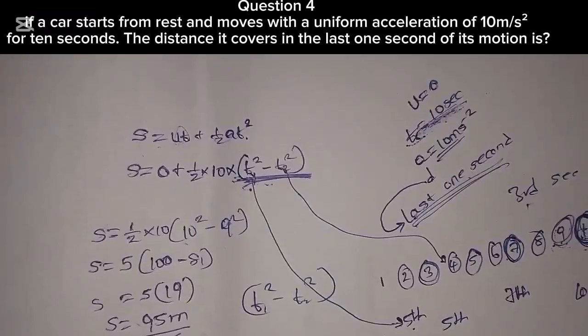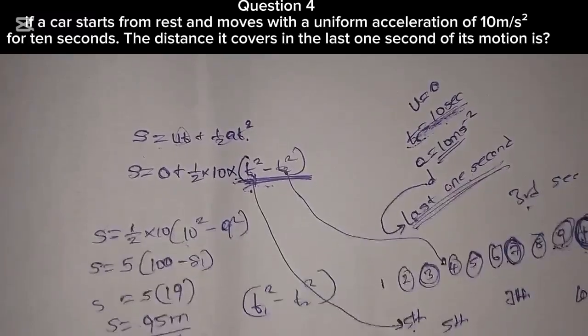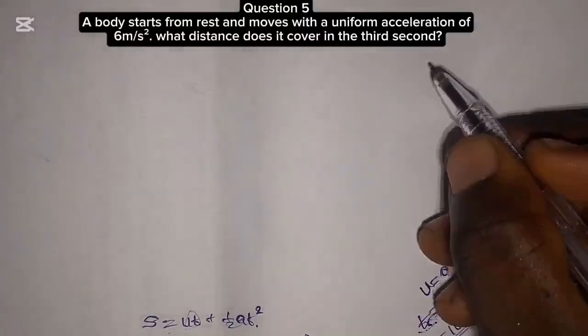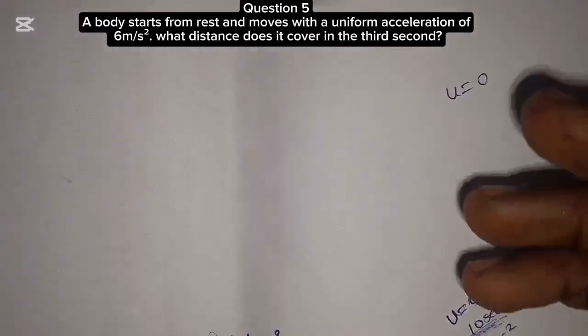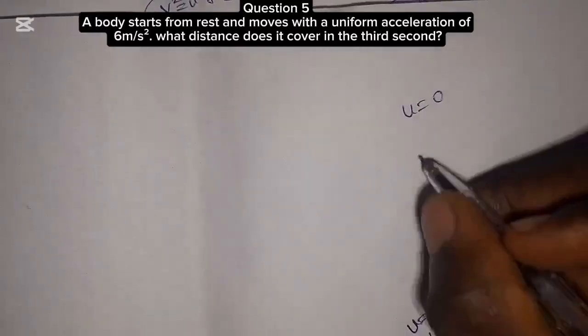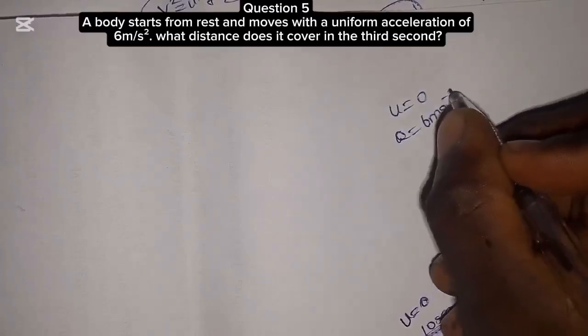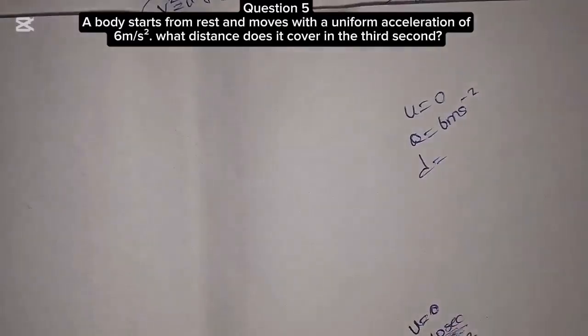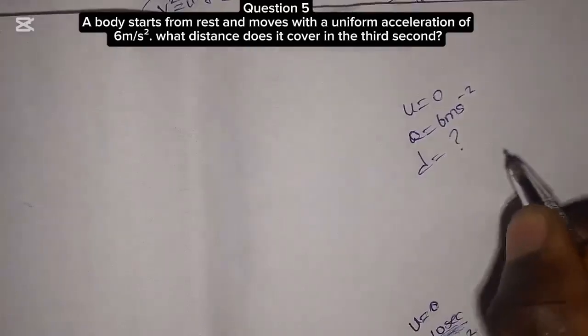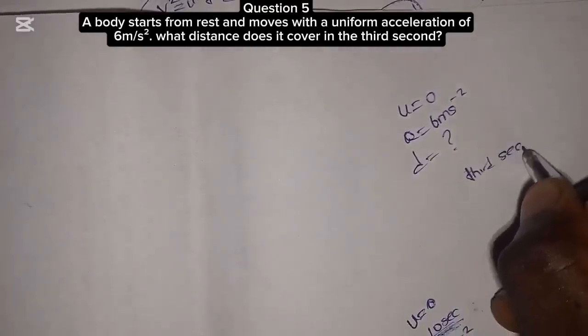Okay, so we move to the next question. Question 5. A body starts from rest. Whenever you hear start from rest, know that U equals 0. So a body starts from rest and moves with a uniform acceleration of 6 meters per second square. They said, what distance does it cover in the third second? This question is like the previous one.